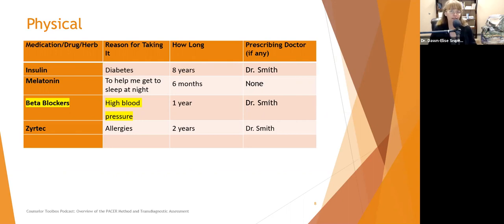And Zyrtec, he's another one that's taking Zyrtec for allergies. It claims to be a non-drowsy antihistamine, but it does make a lot of people groggy. I know if I take it at 4 or 5 o'clock in the afternoon, so it's in my system when I'm sleeping, I still wake up and I feel hungover the whole next day.